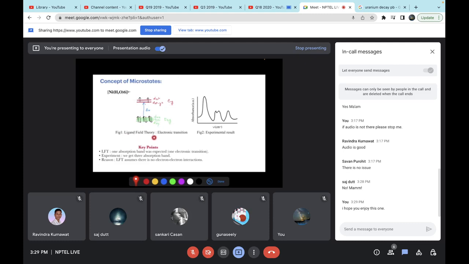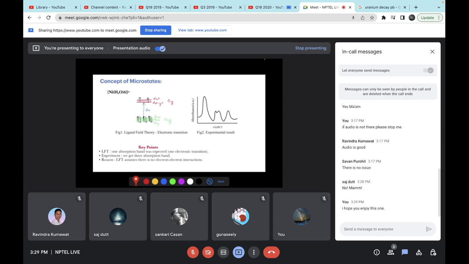LFT predicts that the number of electronic transitions will be 1, but we find that the absorption spectrum is way more complex than expected. Instead of a single absorption band, we get multiple absorption bands. So here LFT is unable to explain this.